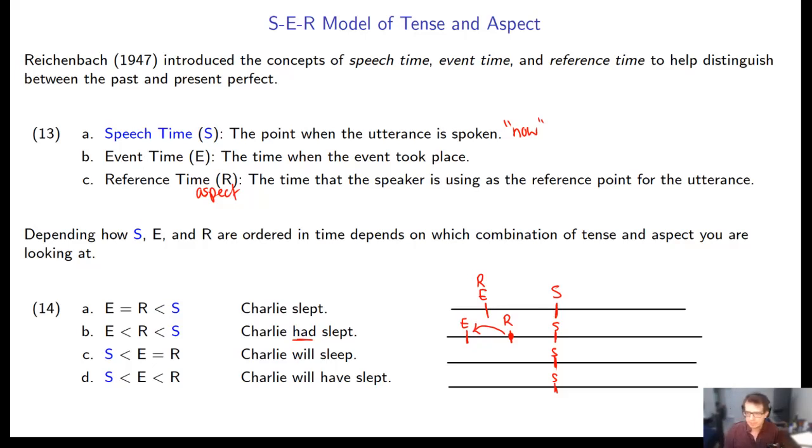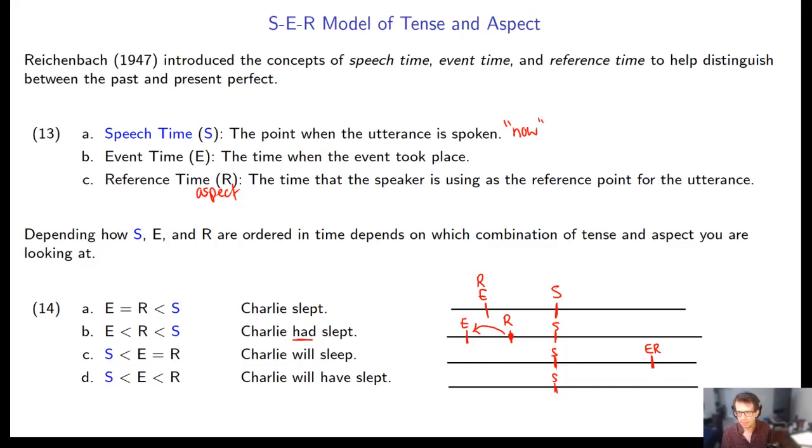Okay, so let's think about this in the other direction, in the future, and if the reference time is unclear, maybe it'll still help. So if we say Charlie will sleep, we're thinking about the future. There's an event in the future where the sleeping happens. And the reference time is exactly the same because we're not really making reference to some time. It's just some event in the future where sleeping will happen.